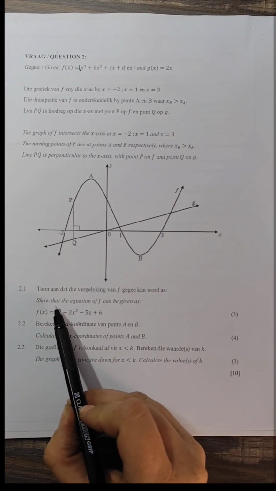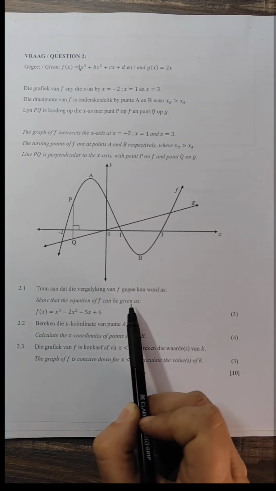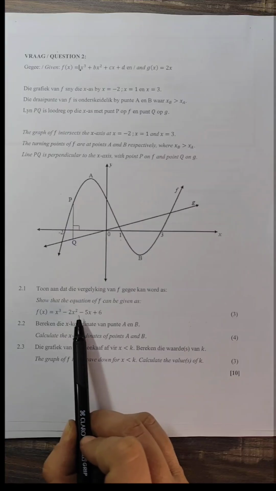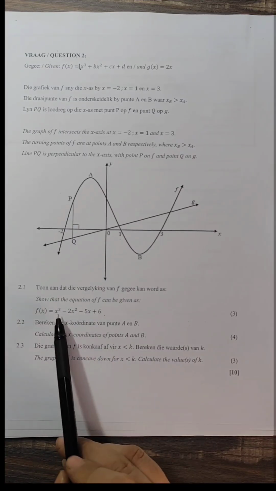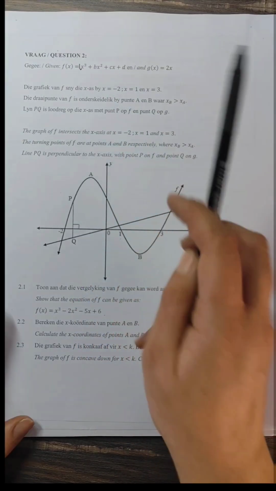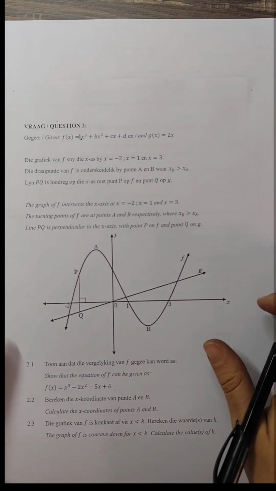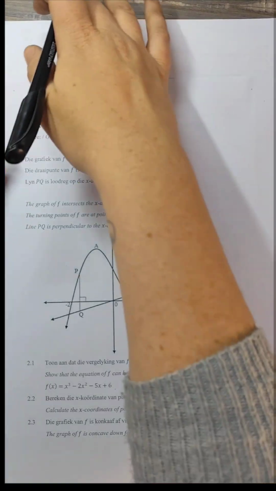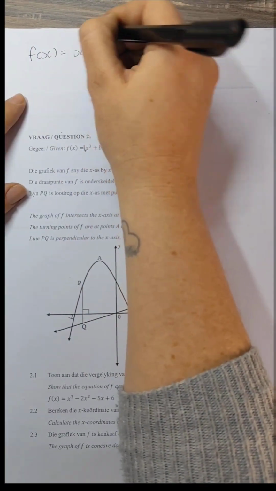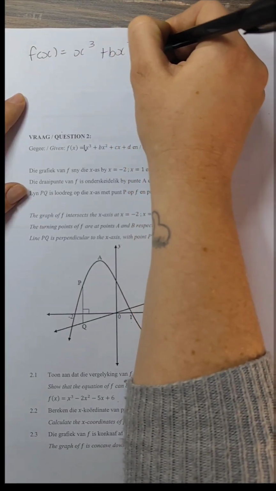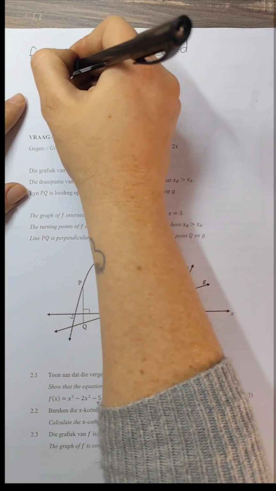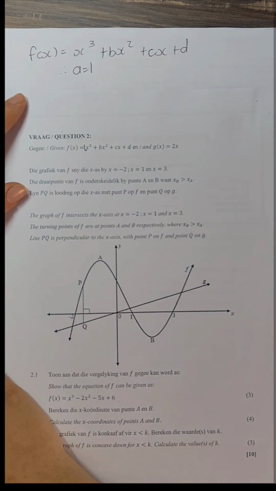And now it says, show that the equation of f can be given as f of x equals x cubed minus 2x squared minus 5x plus 6. So what we already know from this equation that they gave us, like I said, is that a is 1. So they give us f of x equals x cubed plus bx squared plus cx plus d. From this, we can say, therefore, a is equal to 1.